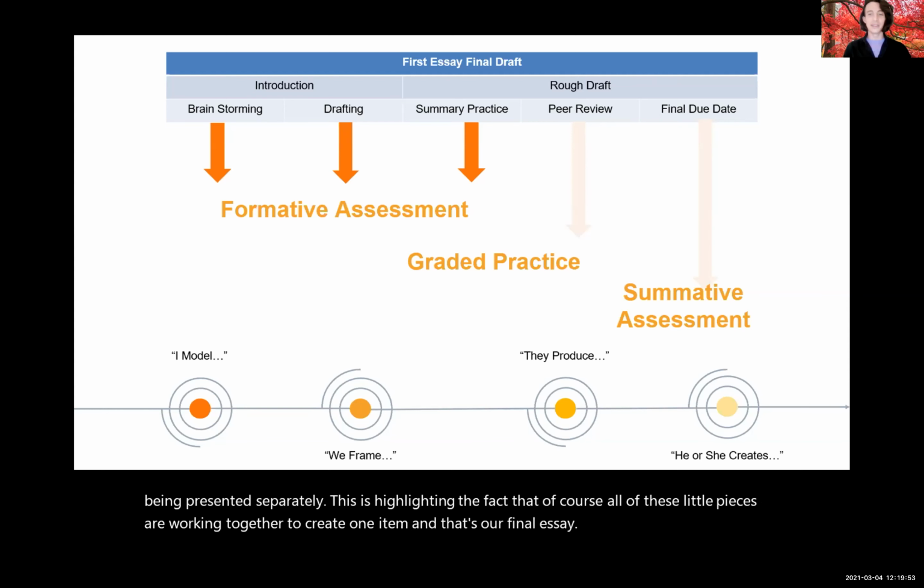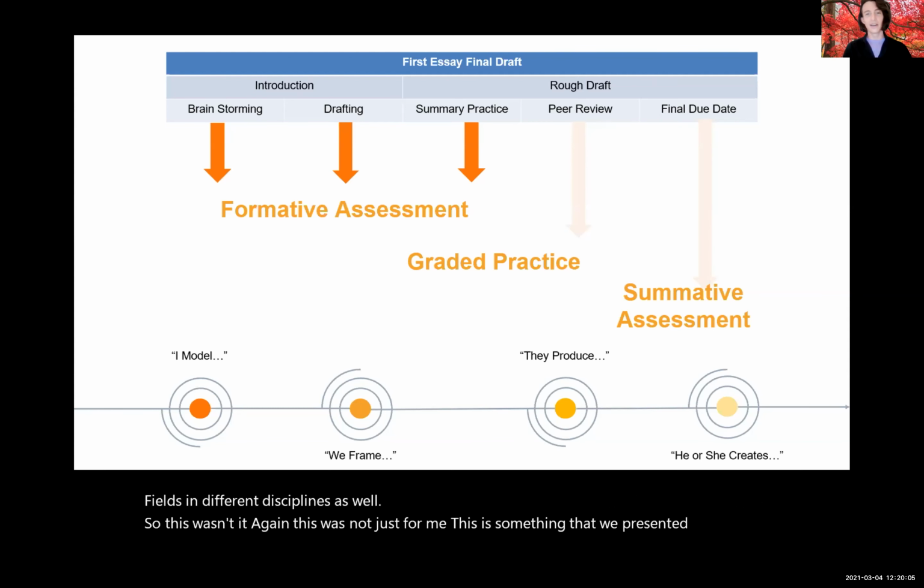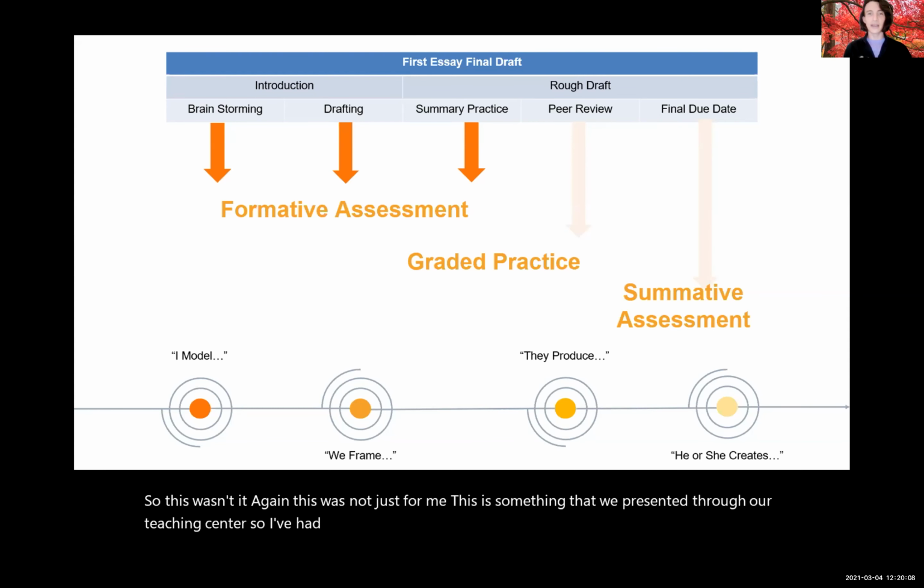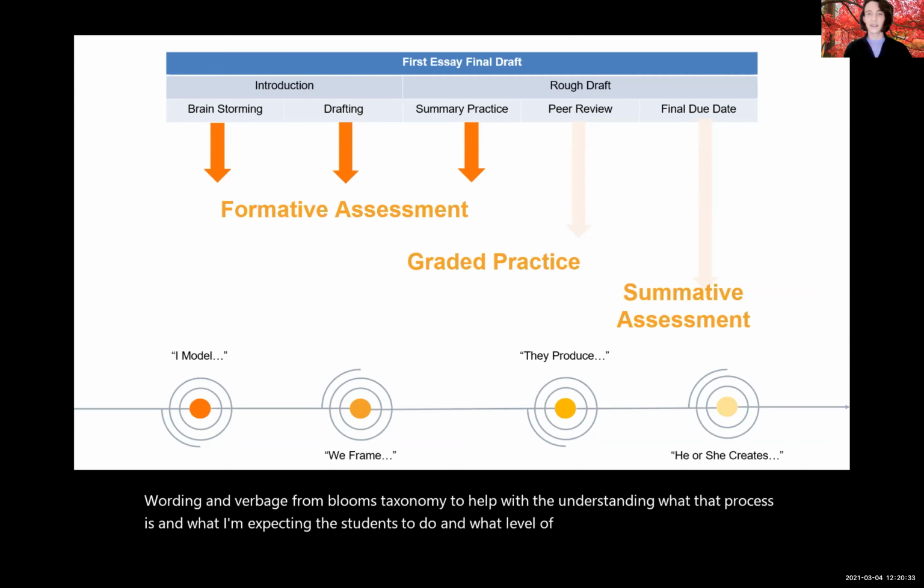I have worked with other people in different fields and different disciplines as well. So this was not just for me. This is something that we presented and worked on through our teaching center, so I have had the opportunity to apply this concept to different courses as well, not just the English essay, as it were. Also, down there at the bottom, I like to include some wording and verbiage from Bloom's taxonomy to help with understanding what that process is and what I'm expecting the students to do, and what level of Bloom's taxonomy that is engaging with.